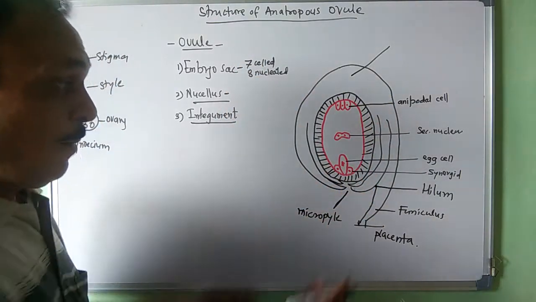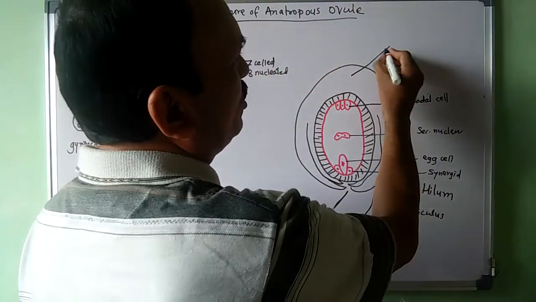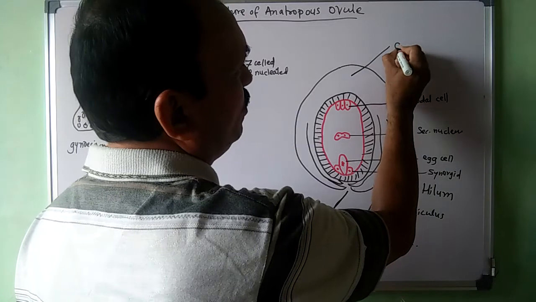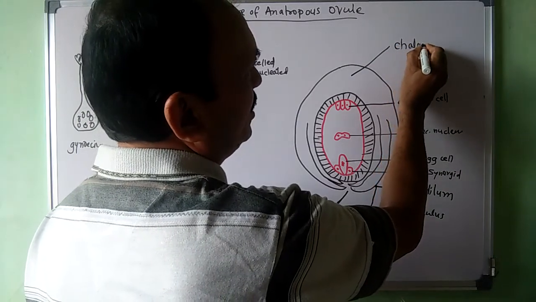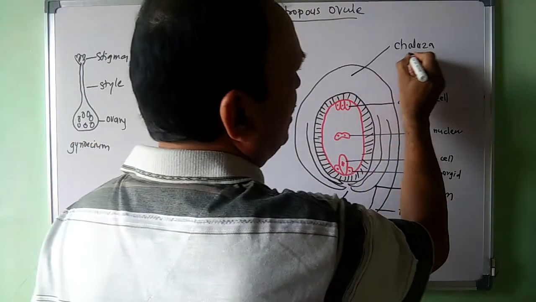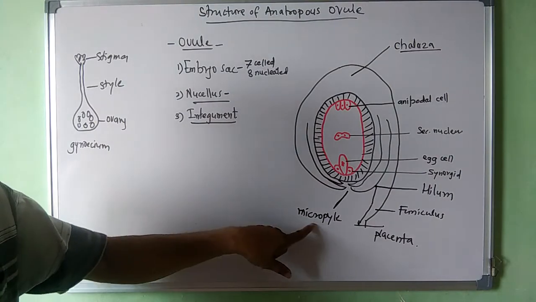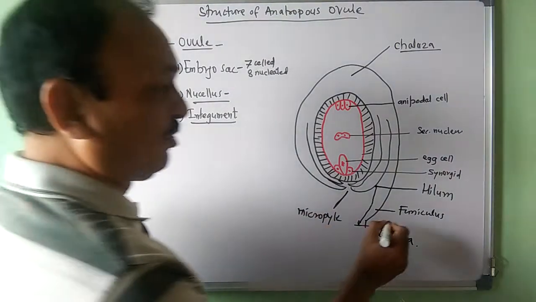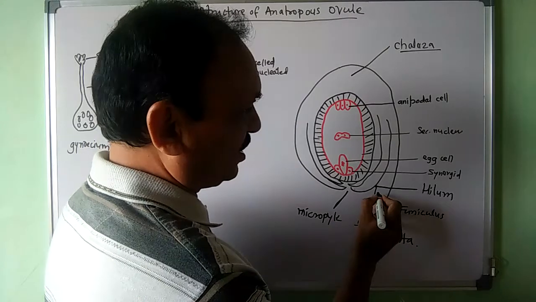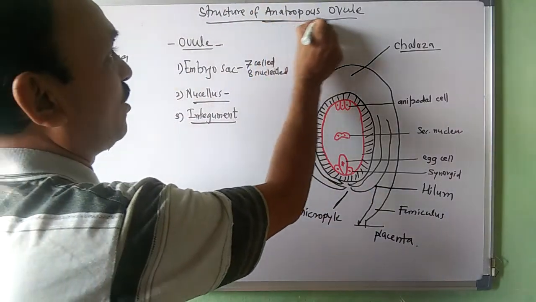This is the apex portion of the ovule. Opposite to the apex is the basal portion of the ovule, which is called the chalaza. The chalaza is the basal part of the ovule, with the micropyle at the apex, and the funicle, the stalk-like structure, is parallel to the micropyle. That is the concept of the anatropous ovule.